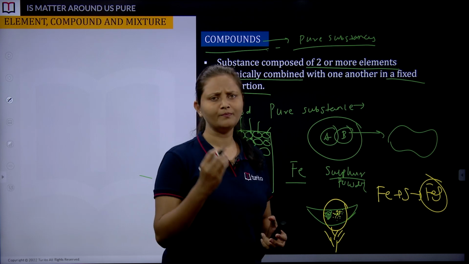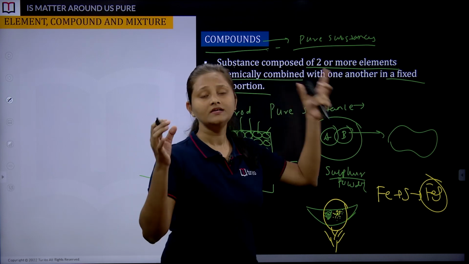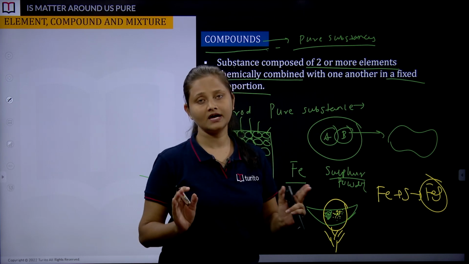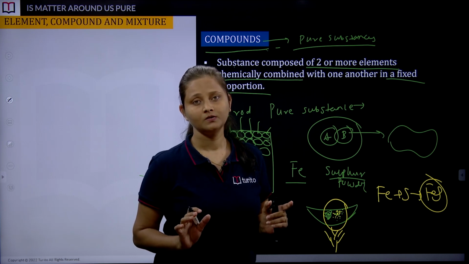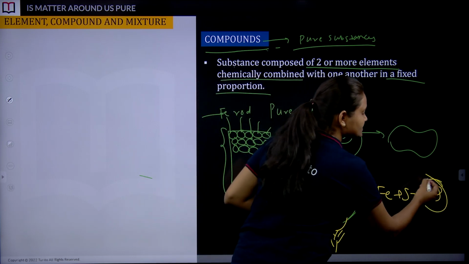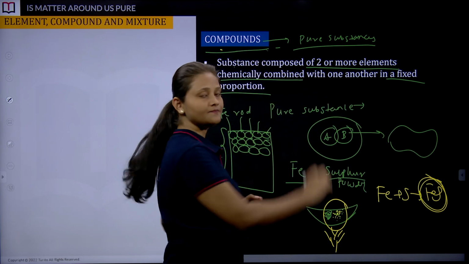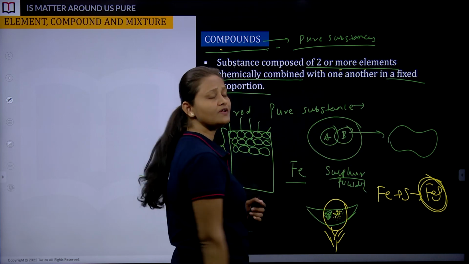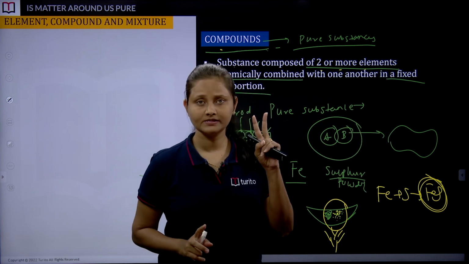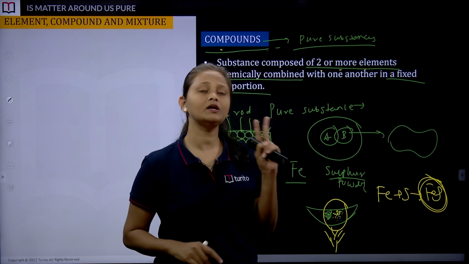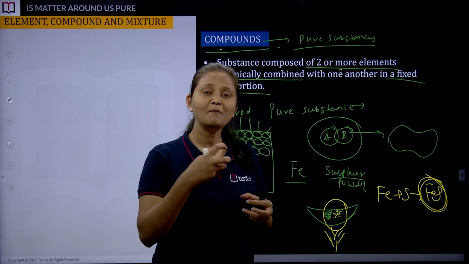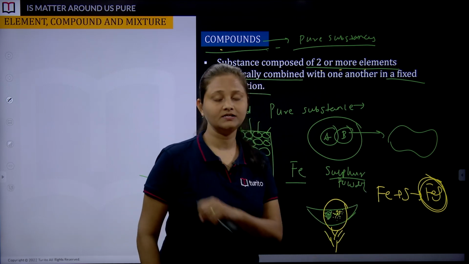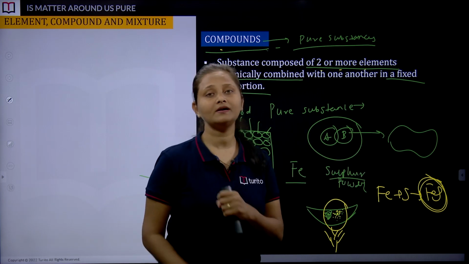Be it any form of matter, when we talk about a compound, yes, they are going to get chemically combined. Try to understand, it's very, very important. So now I am having FeS. It is my compound. See, it is composed of two or more elements. How many elements do we have here? Iron and sulfur, two elements. They are chemically combined. We made that chemical change happen by heating these two elements.